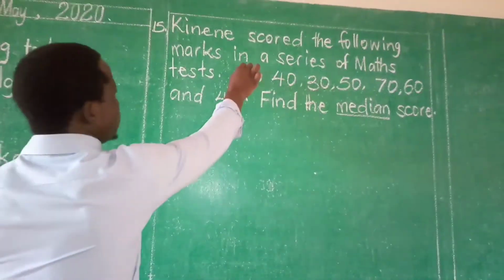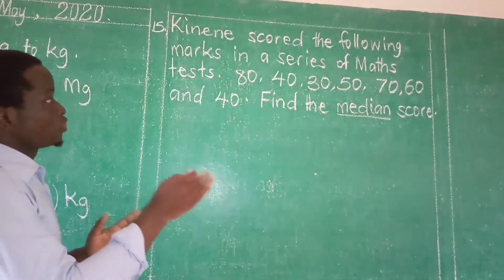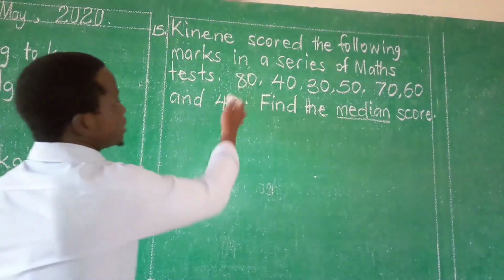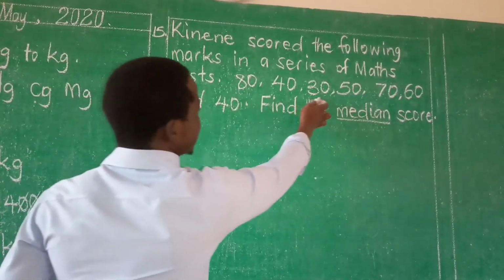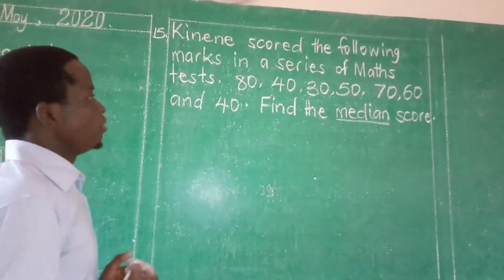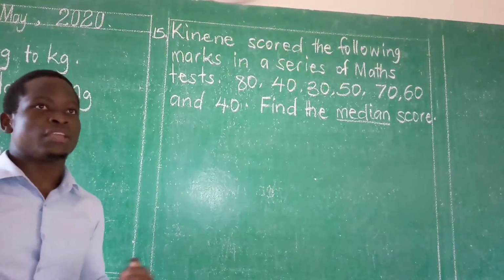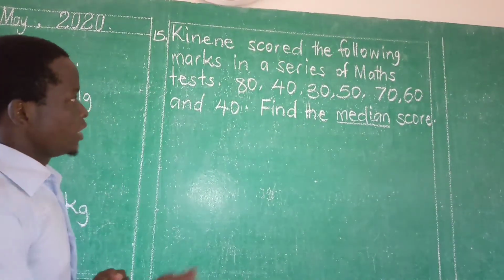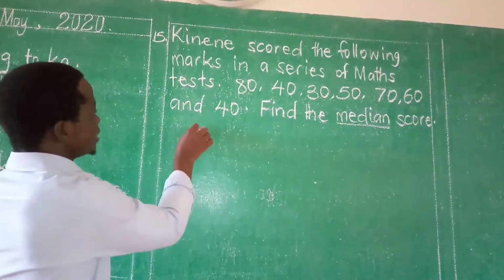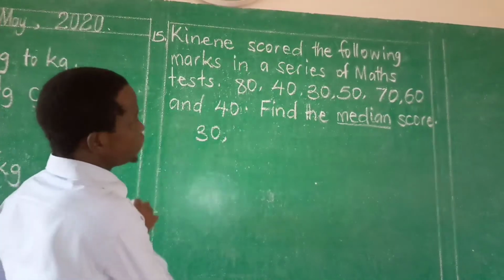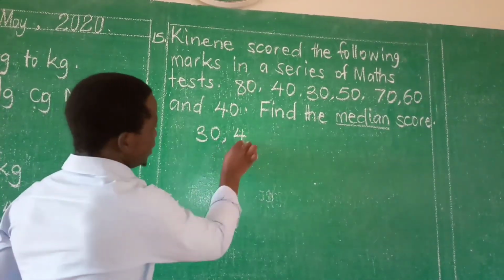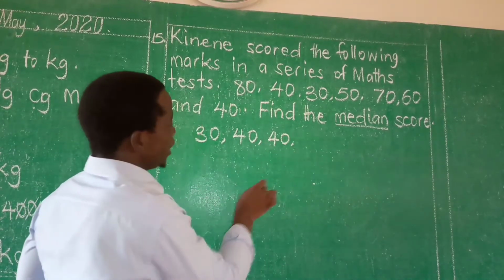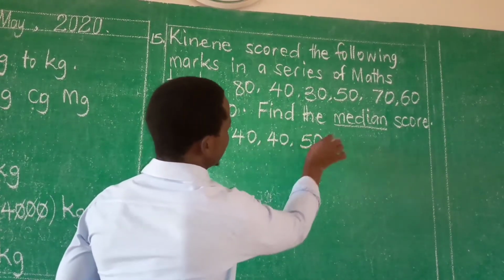Now, step 1 is to arrange the scores Chinene got in their order. Here they are mixed up from 80 to 40 to 30 to 50. We need to arrange them in order, and let's arrange in ascending order, that is, starting with the smallest. Let's arrange. The smallest is 30, followed by 40. There is another 40. We now go to 50.